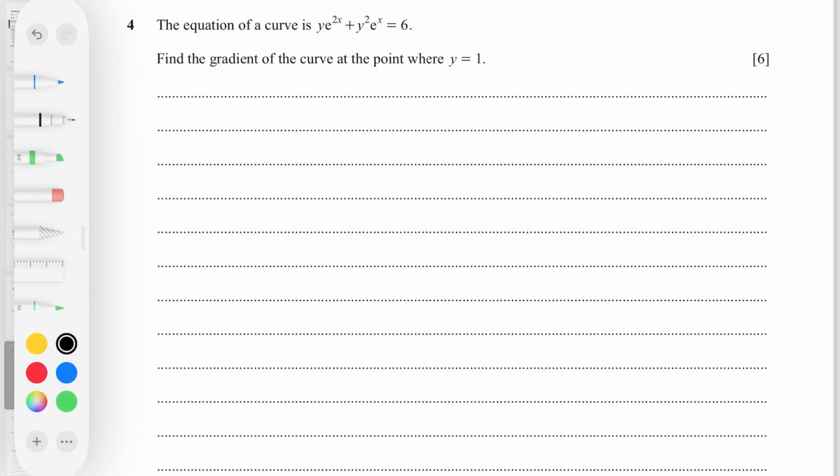The equation of the curve is this. Find the gradient of the curve at the point when y is equal to 1. So for this part, the first thing that we will do is we will put the value of y equal to 1.